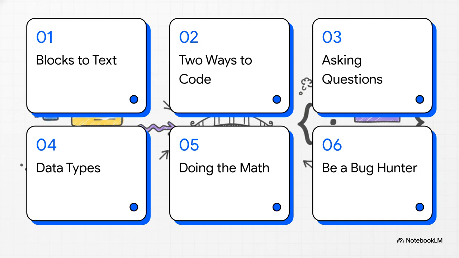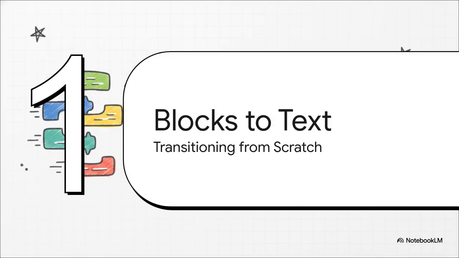Okay, quick mission briefing. Here's our level map for the powers we're unlocking today. We'll decode how blocks translate to text, explore your new Python playground, learn how to ask users questions, sort our data, do some math, and finally, face the ultimate boss battle, becoming a bug hunter. All right, section 1, from blocks to text.